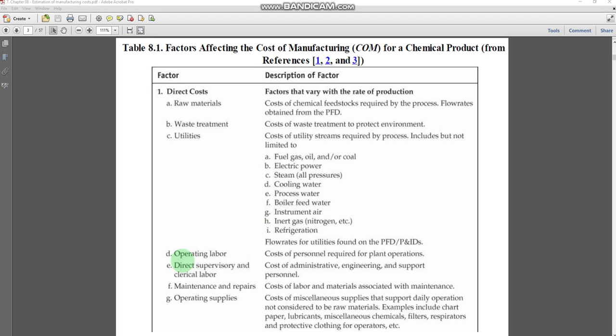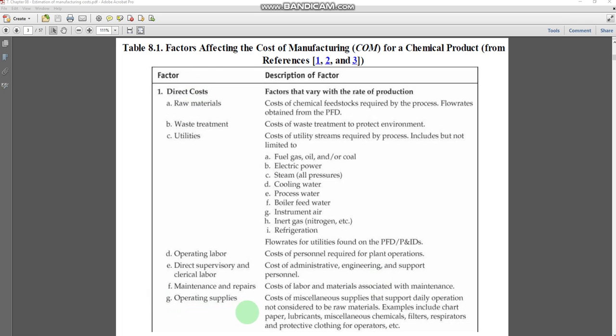Then we can have the operating labor, the cost of the personnel required for plant operation. So we can have operating labor in the direct cost head. Similarly, we can have the direct supervisory and clerical labor. Some more domains of labor, then maintenance and repairs, the cost of labor and materials associated with the maintenance, so that is also part of direct cost.